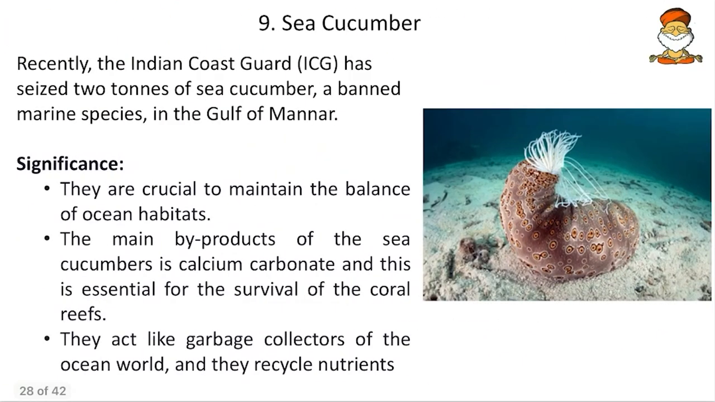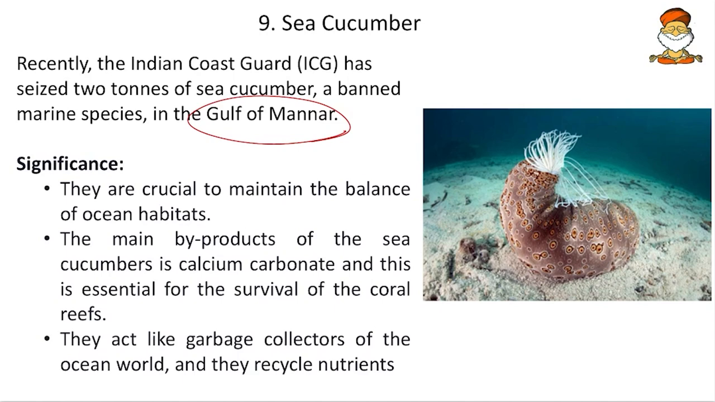Then come to next, sea cucumber. Recently Indian Coast Guard has seized 2 tons of sea cucumber as banned marine species in Gulf of Mannar. So in the Gulf of Mannar, they have seized the sea cucumber and these are banned from trading. But however, the smuggling goes on because these are very much important for production of various chemicals and these are also important for production of the calcium.